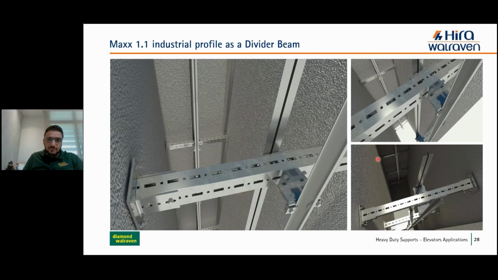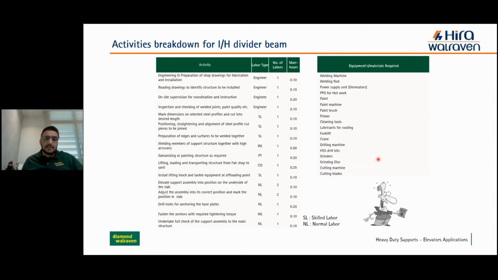Here are also different views. What we also want to discuss is a deeper comparison between the traditional system and the Max system. The activities breakdown in the normal divider beam has a lot of activities needed to reach the level of designing a divider beam. As simple as it is as an application, the activities behind it are too long. First of all, the engineering and preparation of the shop drawings, reading the drawings, on-site supervision for coordination, and the inspection. All these tasks require an engineer.